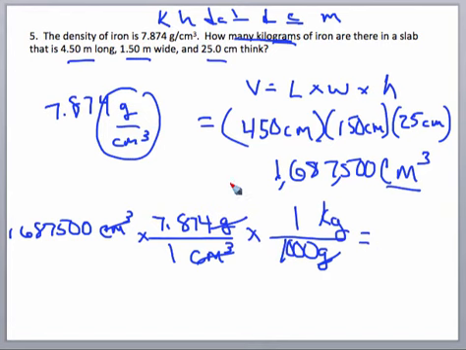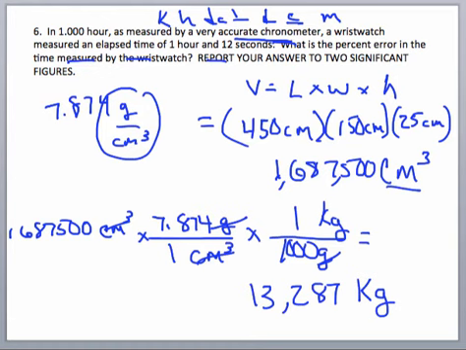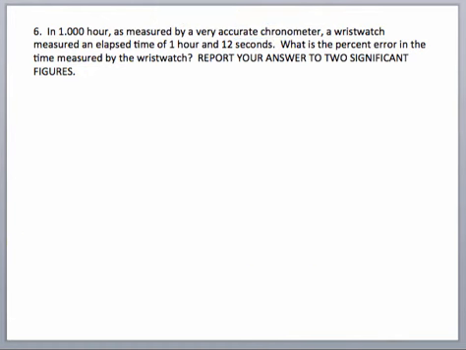So again, we have a basic dimensional analysis problem. When you do the math there, you should get 13,287 kilograms. And that's a lot of weight, but you're also talking about a slab of iron. Okay, let's move on. Let me move to the next slide. Let's clear that and get a pen. Okay.